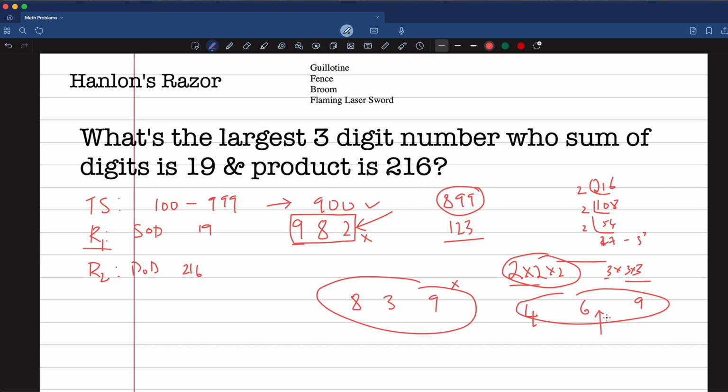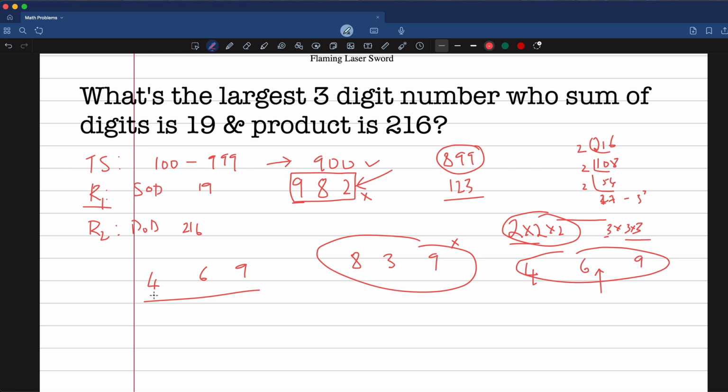to ensure that you arrive at this answer, because 4 plus 6 plus 9 is 19, 4 times 6 times 9 is 216. So you have arrived at a smaller subset. So 4, 6 and 9 are the digits. But still you have 6 possibilities. So you could have 469, you could have 496, you could have 649, 694, 964, and 946.